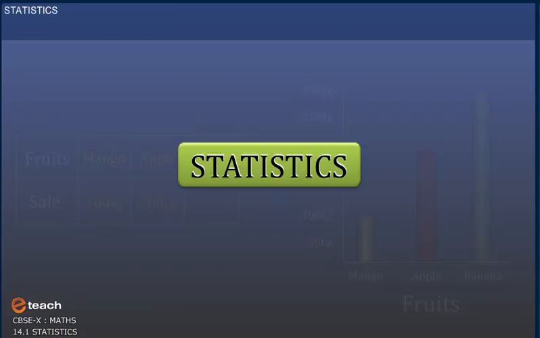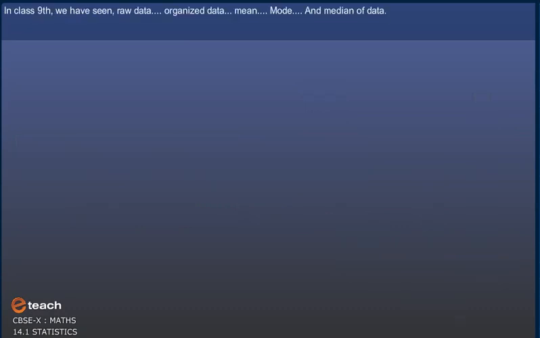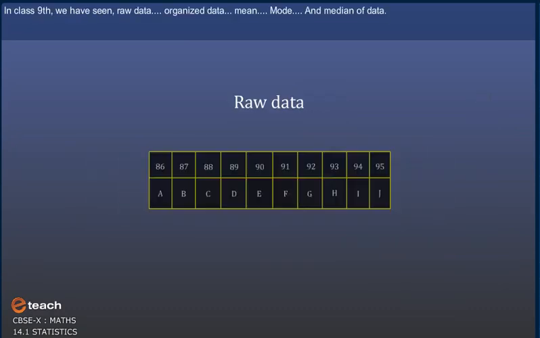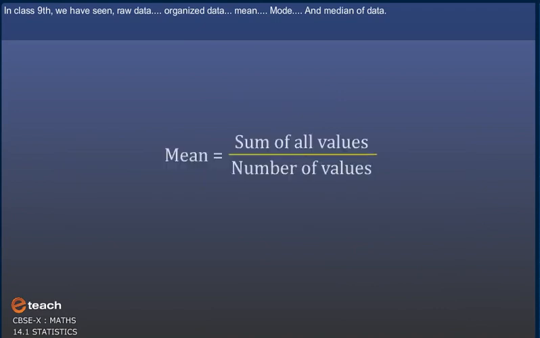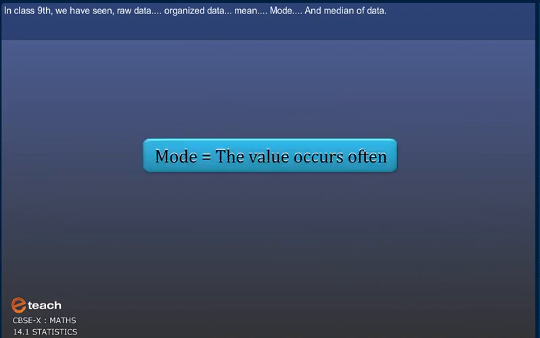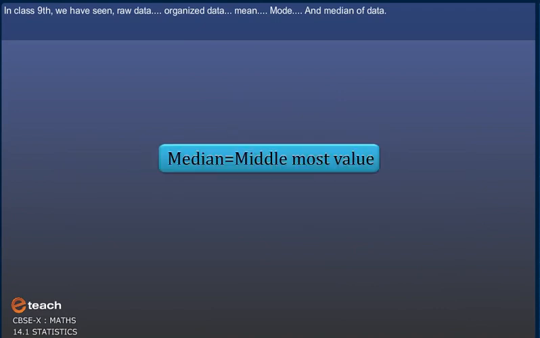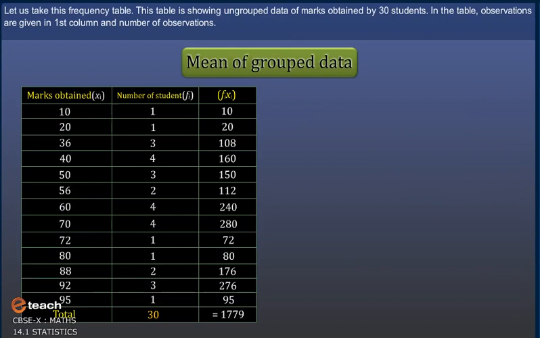Statistics. In class 9th, we have seen raw data, organized data, mean, mode, and median of data. Mean of group data. Let us take this frequency table. This table is showing ungrouped data of marks obtained by 30 students.